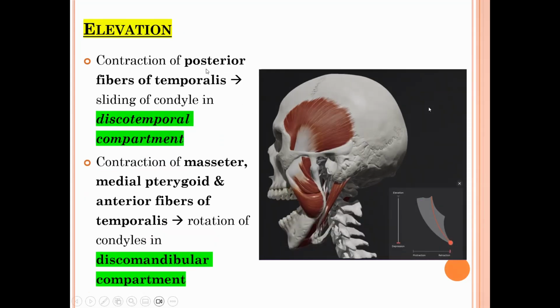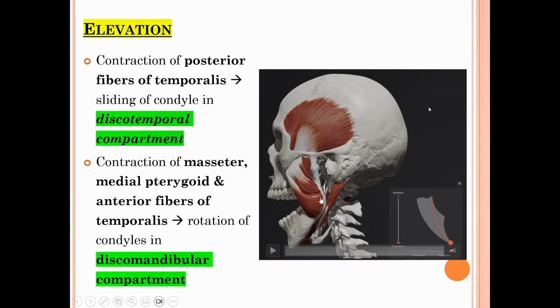Now you can see here the elevation. Elevation is contraction of the posterior fibers of temporalis. You can see here these are the posterior fibers, okay. You can see the posterior most fibers are almost horizontal, okay. So these are helping the sliding of condyle in the discotemporal or the upper compartment, and here you can see the masseter, medial pterygoid and anterior fibers of temporalis. These are responsible for rotation of condyles in the discomandibular compartment.